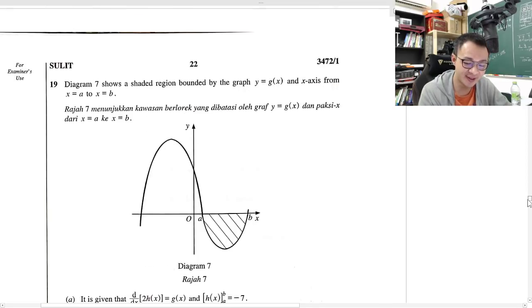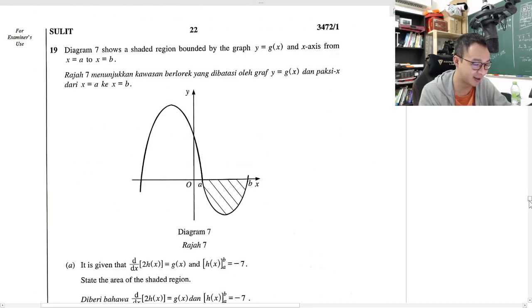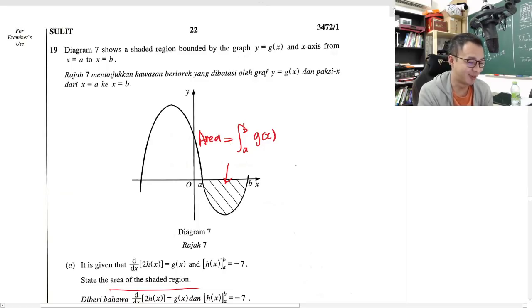So the diagram is question 19. It's a shaded region bounded by the curve and so on. The first thing is to state the area of the shaded region. In order to find this part, basically this is g(x), so I need to integrate g(x) from a to b to find the area. And it should be dx, because it's the x and y axes. If I can get this, I can get the area.